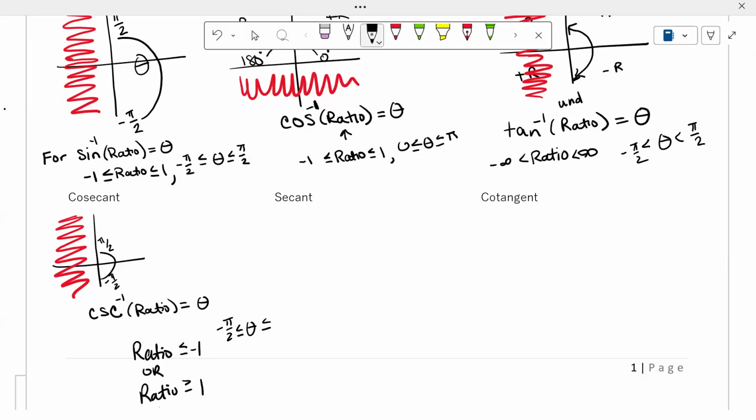Ooh, I have to be careful here. Positive pi over 2. What happens right here? At 0. There's an asymptote, right? Can't be 0. Yep.